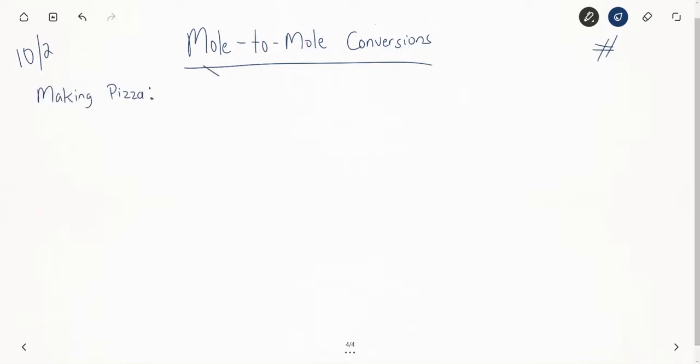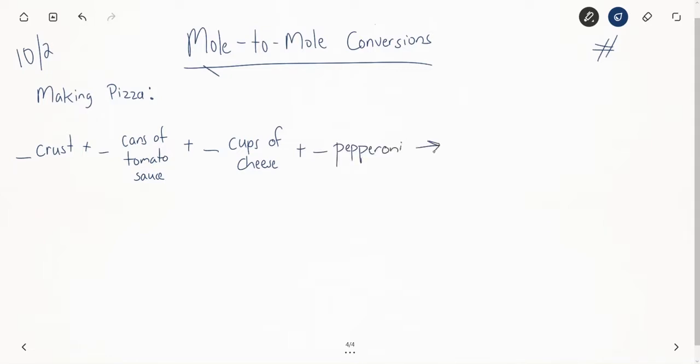We want to talk about the different ingredients that are going to be involved. Ours is going to be pretty simple. We're going to have some crust. We're going to add some cans of tomato sauce. We need cheese, lots of cheese, so cups of cheese. This is going to be a pepperoni pizza, so we're going to put some pepperoni on there as well. And when you bake it in the oven, we get ourselves some pepperoni pizza.